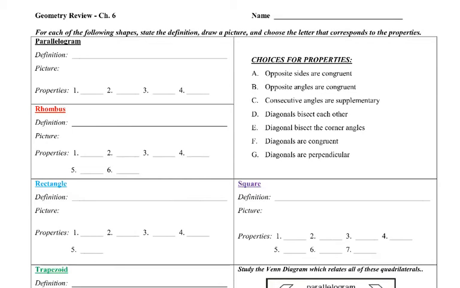Reviewing all the parallelogram stuff. This is all going to be matching on the test, so you would just have to know that a parallelogram is a quadrilateral with two pairs of parallel sides. And I just did some abbreviations there.